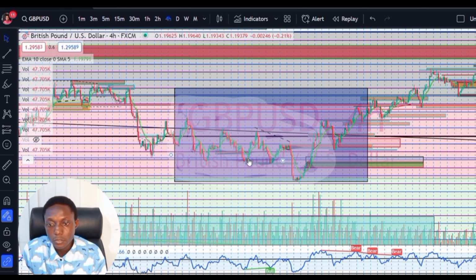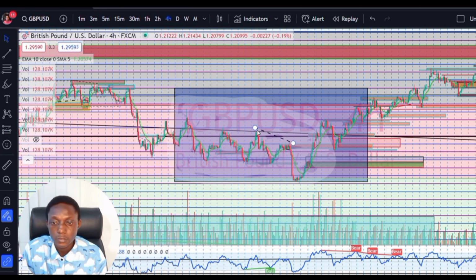So after the secondary test, we have the upthrust action. The secondary test gave us the move to the upside, giving us the upthrust action. This is the upthrust action.